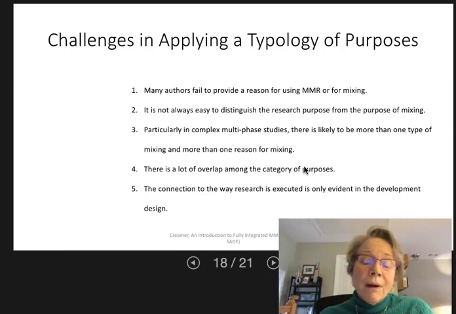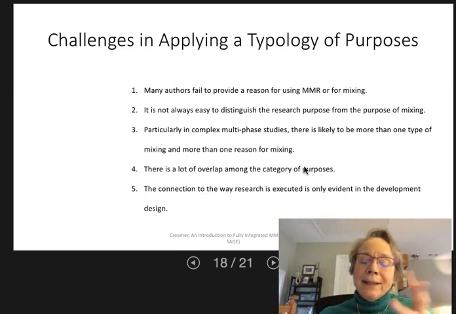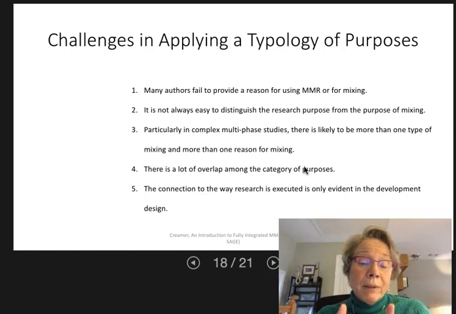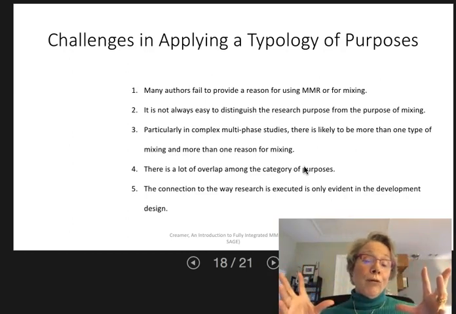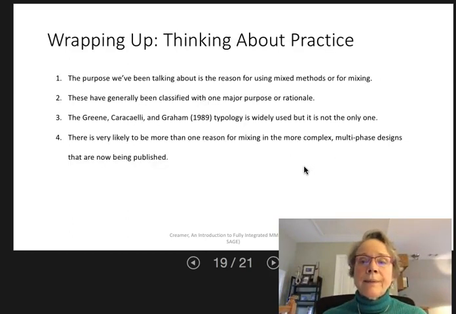These categories are not empirically derived in the sense that they overlap. A study, as I mentioned, the blue zone, well, it could be described initially as a development design. If you look at the whole thing, the mixing was about complementarity. So there's considerable judgment in applying the labels, like any category system. Most do not have a connection to the way the study is designed, no clear connection. The one exception is the development design.